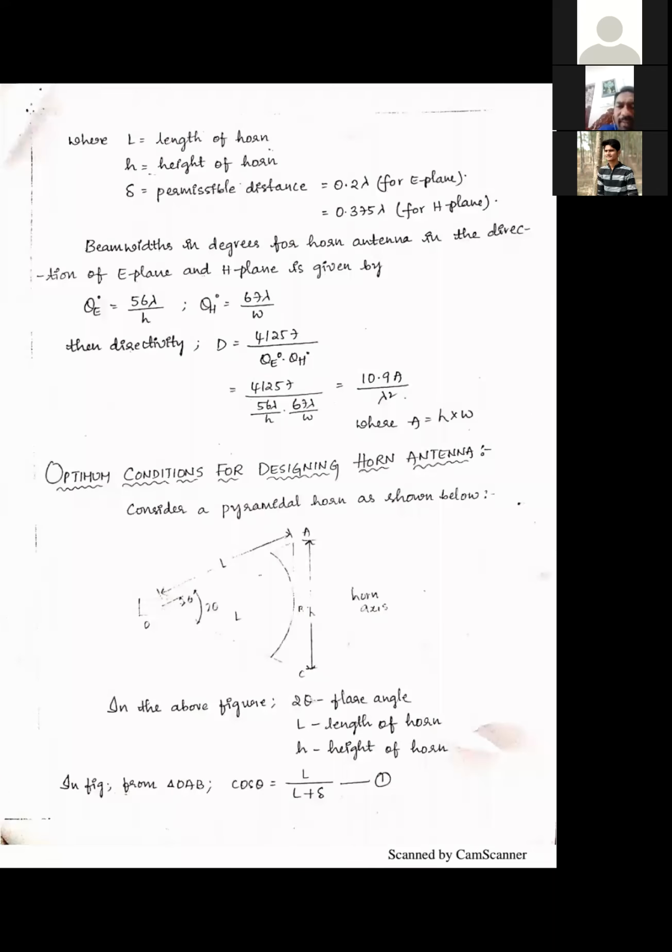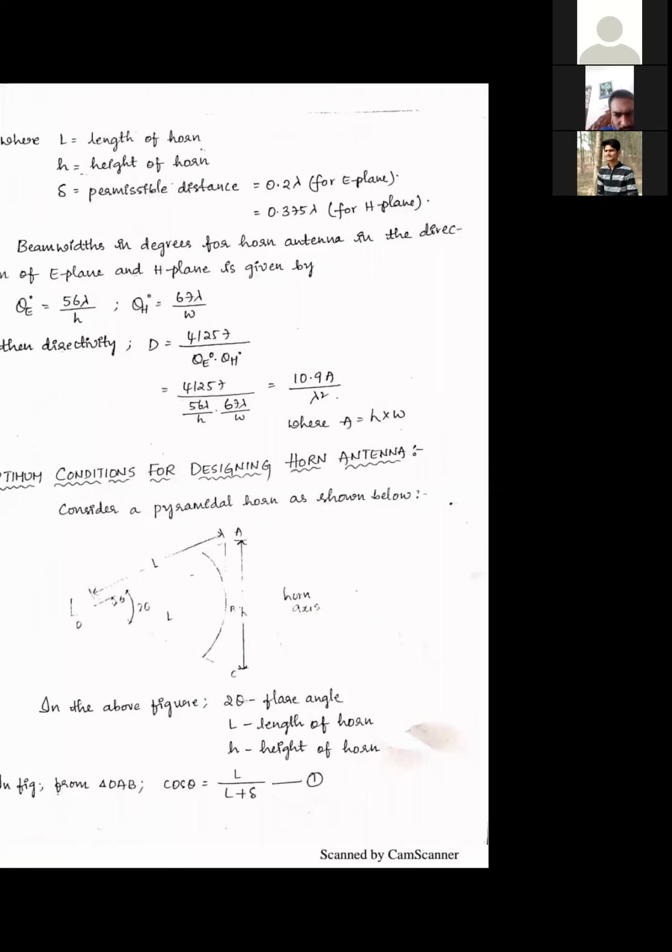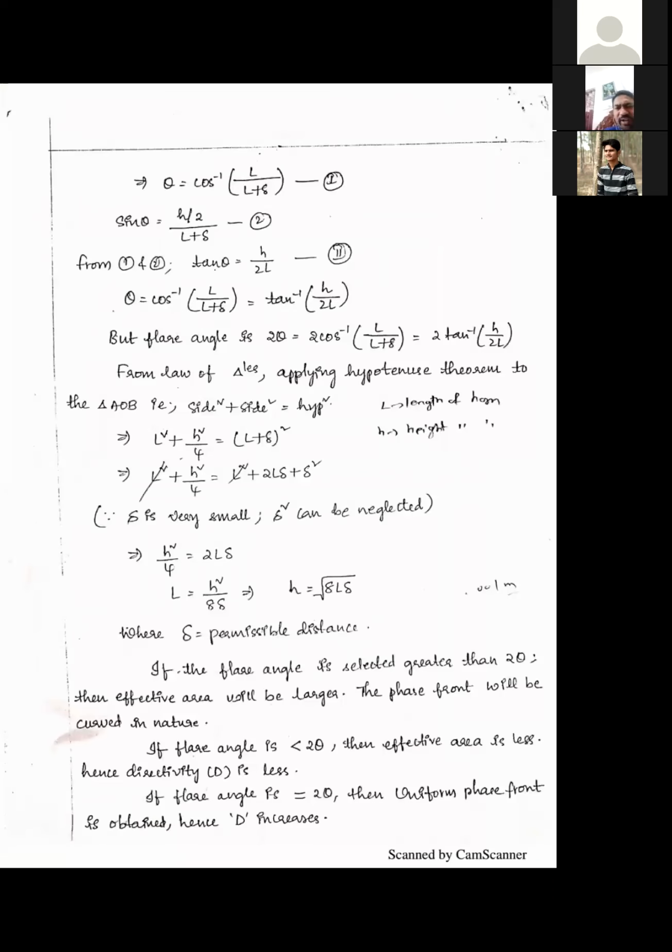Again, from the same triangle OAB, using Pythagoras theorem, side square plus side square is equal to hypotenuse square. We get L square plus H square by 4 equal to L plus delta whole square. You will write it in the form of A plus B whole square, A square plus B square plus 2AB.